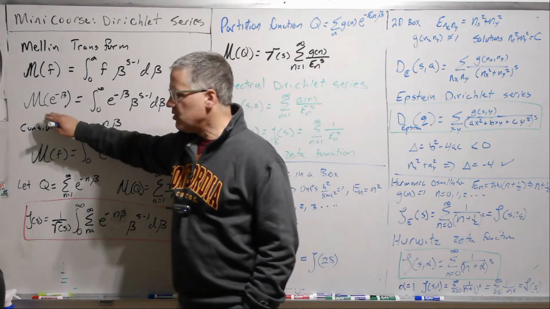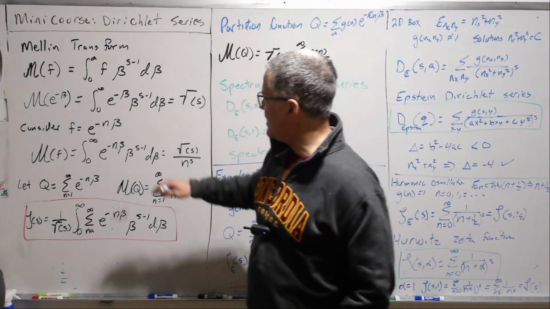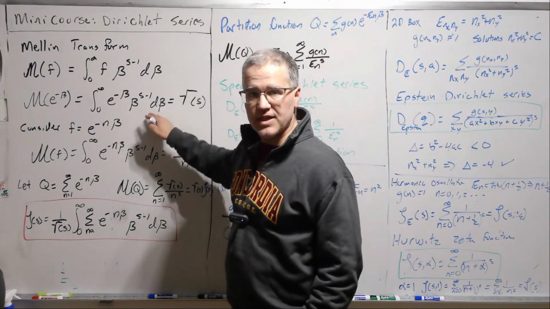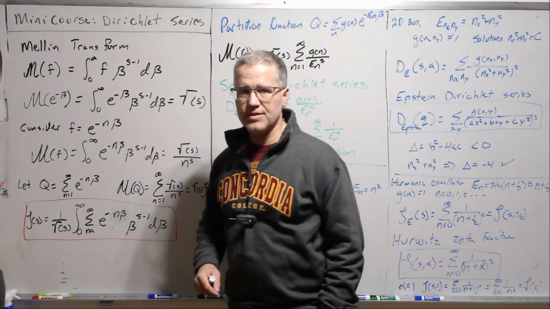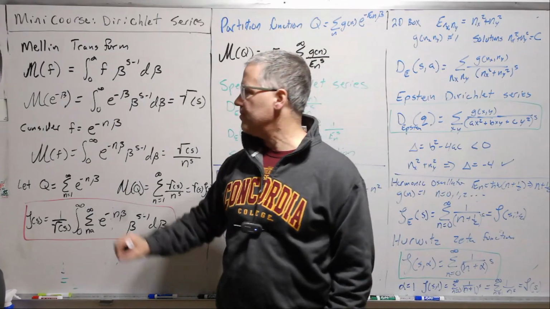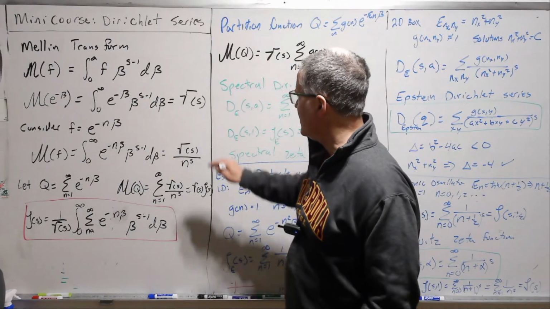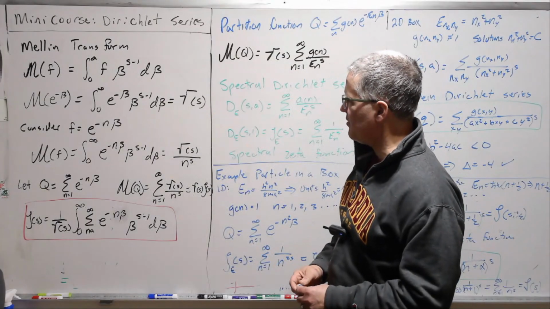A very special Mellin transform is that of e to the minus beta. And if we stick that in here, we get the integral expression for the gamma function. So sort of the core central Mellin transform, that of a decaying exponential, is the gamma function. So this gives us an integral form for that gamma function.